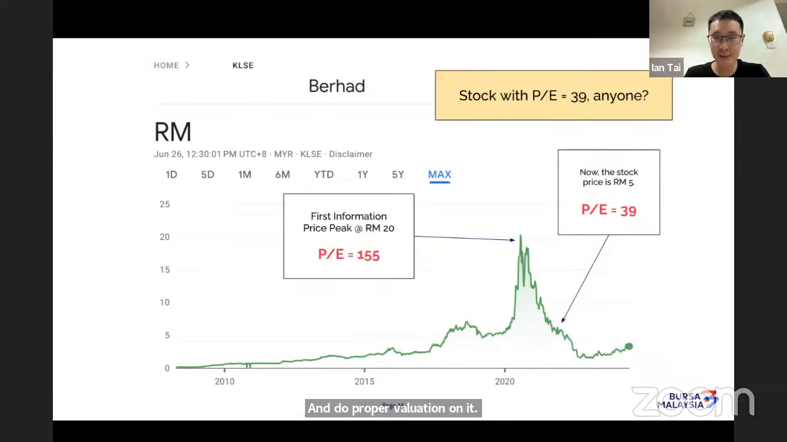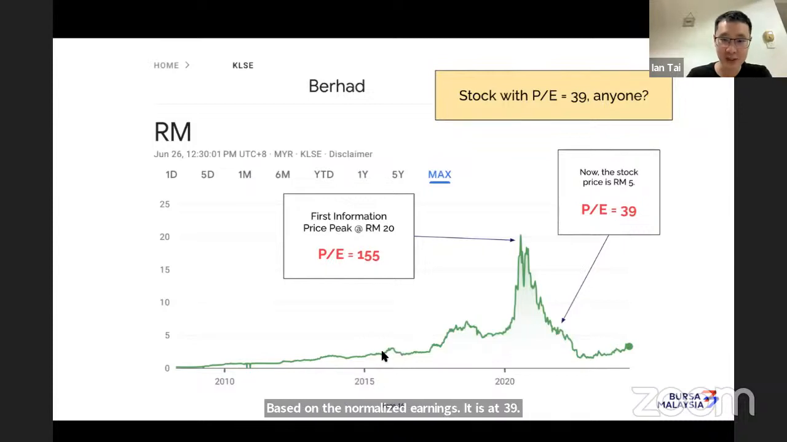So let's say this is the same company, but now we do some valuation. We do a bit of PE ratio calculation for this stock. For this company, when it peaked over here at $20, the PE ratio, based on 2019 figures, is 155. Which means whoever buys here is buying this stock at a PE ratio of 155. From here, it dropped 75% to 5 ringgit. At 5 ringgit, the PE ratio based on the normalized earnings is 39.